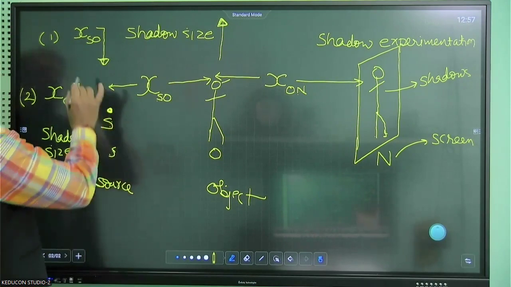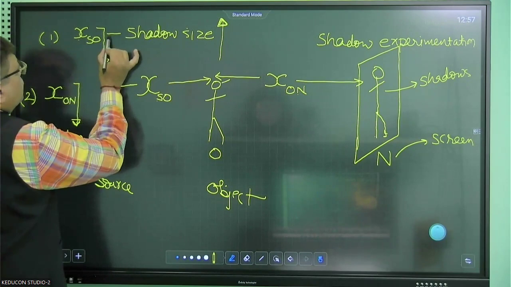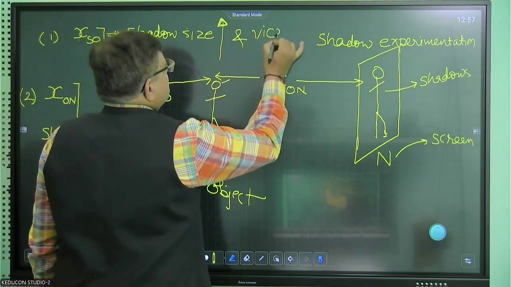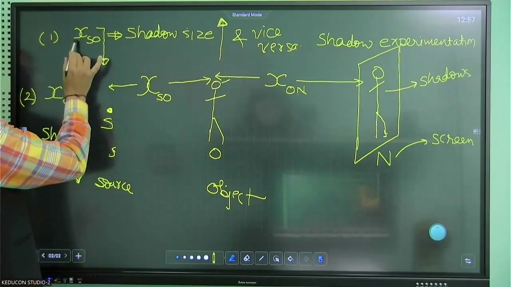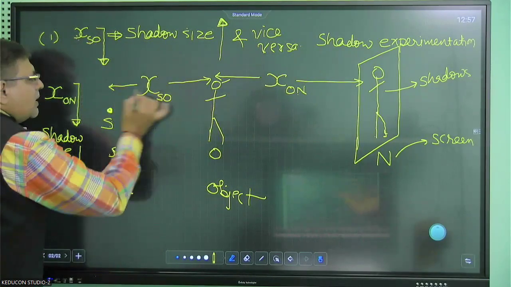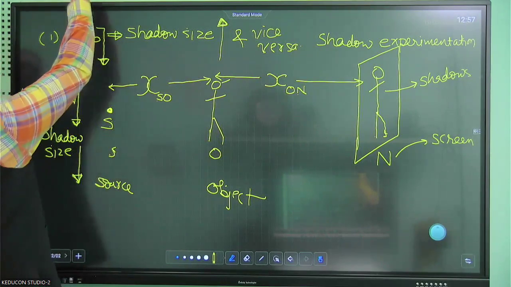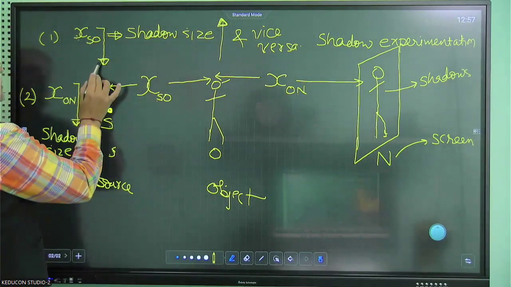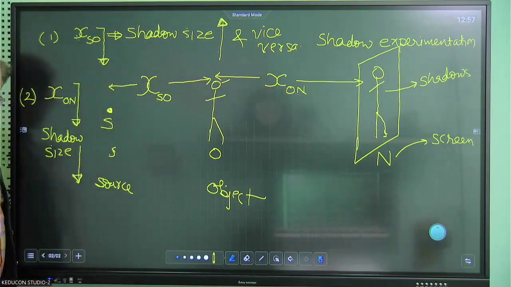Another thing, you will write that this concludes to this. At the same time, you have to remember and vice versa. What do I mean by vice versa? Meaning is, if this XSO gap, instead of decreasing, is increased, then shadow size will decrease. I mean, this arrow upward, then this arrow downward. Both arrows are in opposite directions.